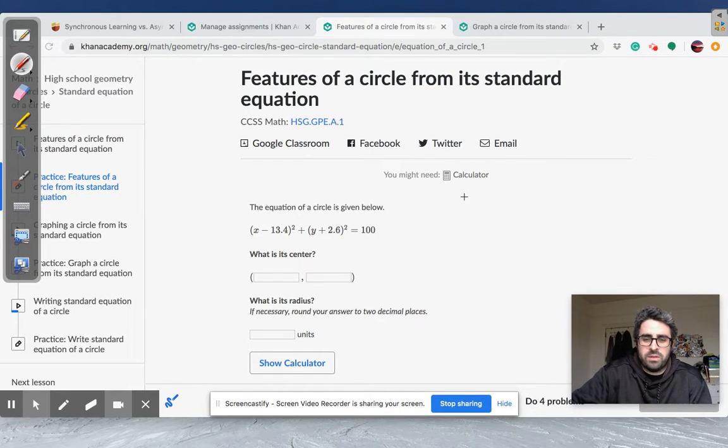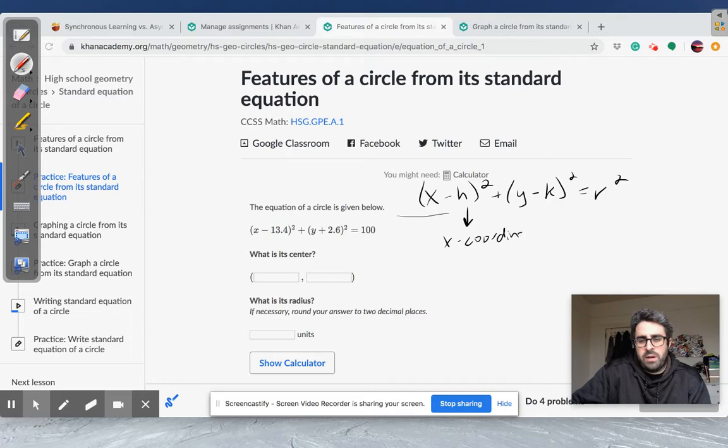So the equation of a circle is denoted by (x minus h) squared plus (y minus k) squared equals r squared, where h is the x-coordinate of the center, and k is the y-coordinate of the center, and r is the radius.